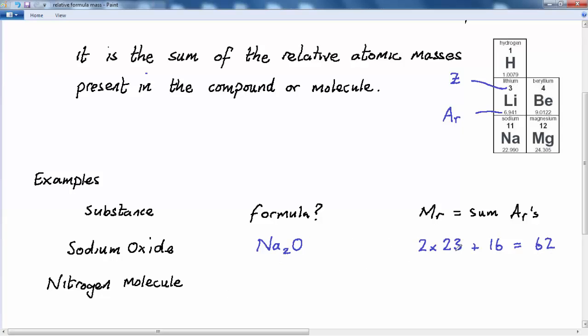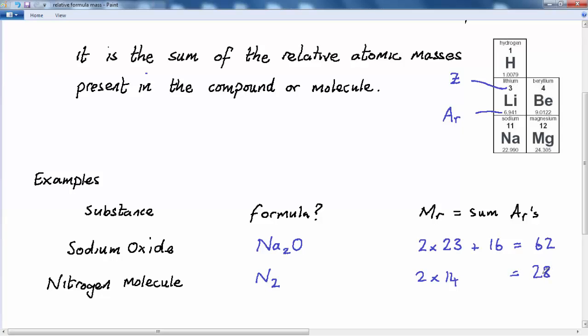Okay, so the relative formula mass for sodium oxide is 62, and for the nitrogen molecule, well, if you look on the periodic table, the relative atomic mass for nitrogen is 14, and nitrogen, as it occurs in the air, is a diatomic molecule, so we put a 2 here, so that means its relative formula mass will be 2 times 14, which will be equal to 28.